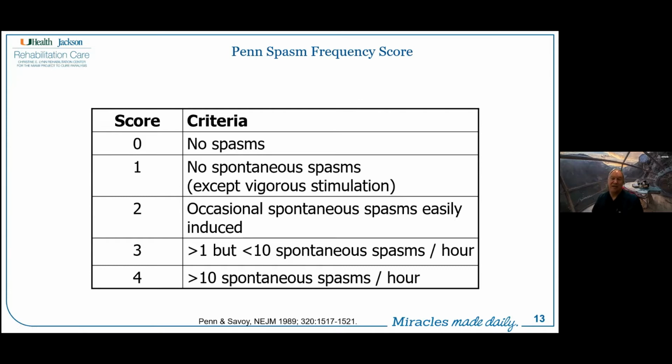And so here in Miami, we have a lot of people that wear short pants. They have hair on their legs. As the wind blows the hair, that can actually facilitate spasm for that individual. And so that would be occasionally spontaneous spasms, or if they're having more than 1 but less than 10 spontaneous spasms an hour, then we would score that as a 3 on the Penn spasm frequency score. Again, this is just one mechanism by which we score spasticity. If they have more than 10 spontaneous spasms an hour, then we score them as a 4. And usually a score of 4 is considered problematic. Sometimes a score of 3 is problematic.